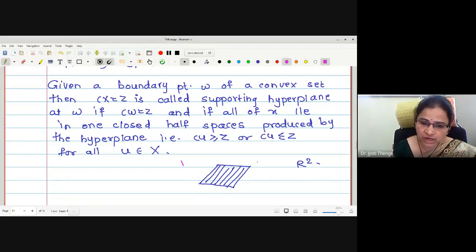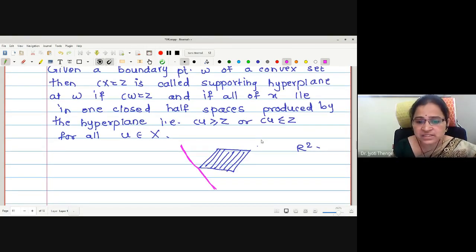Therefore, if I draw a line, not a line segment, it's a line, this will be a hyperplane, and it is going to touch one boundary of your convex set. Similarly, for all u in X, that is, all the points in the convex set lie in one of the closed half spaces, that is, to one side of your line. In this case, this line W is called a supporting hyperplane for this convex set.